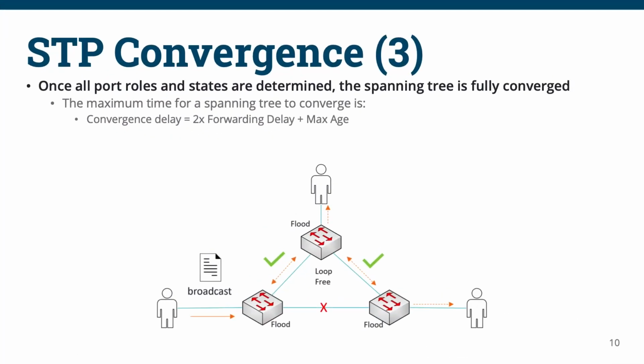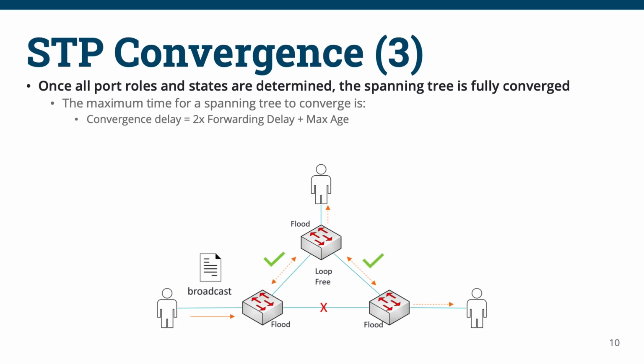Once all port states and roles are determined, the spanning tree is fully converged. In a converged state, only the root bridge transmits BPDUs, and will transmit them every hello time, defined in the BPDU originated by the root.